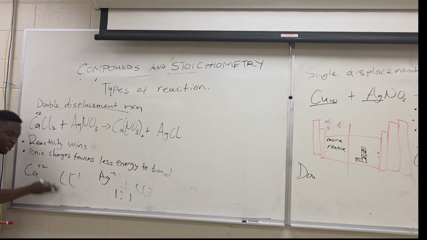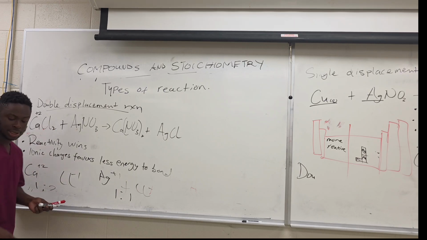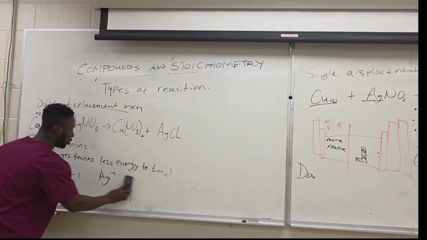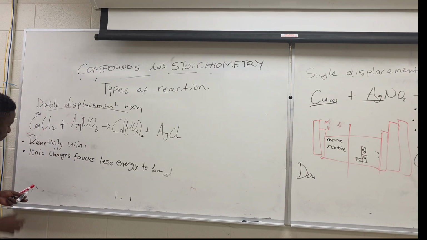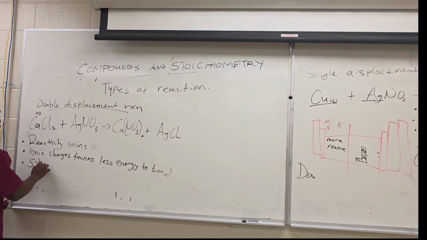Bigger ratio, bigger energy, the bond will not be favored. That too. And then last but not the least, your solubility rules. So you really need to get solubility down in order to do this type of reaction. The next one is your solubility.